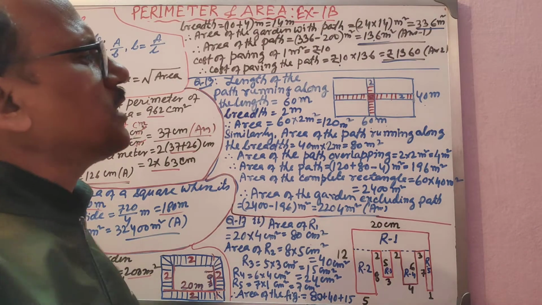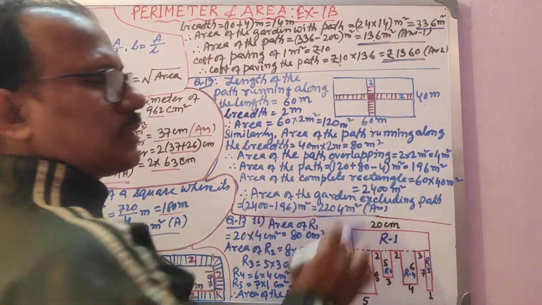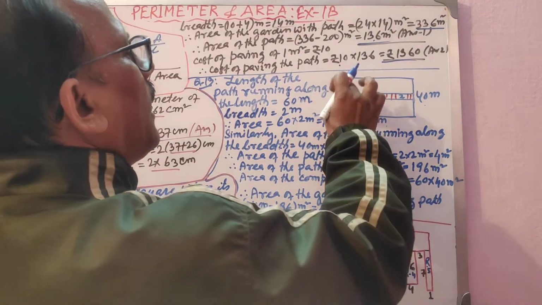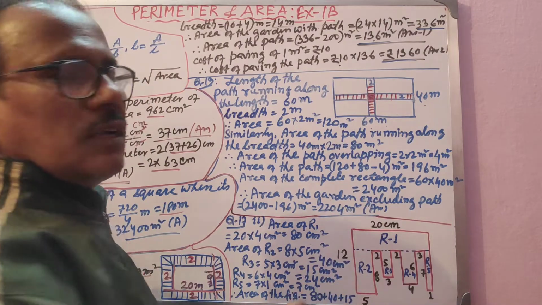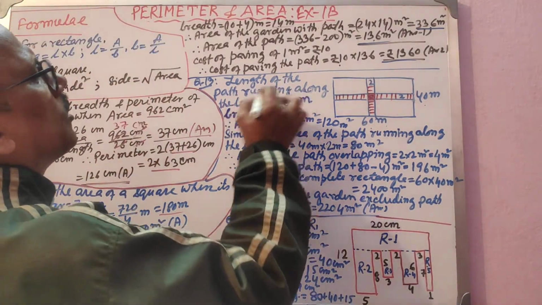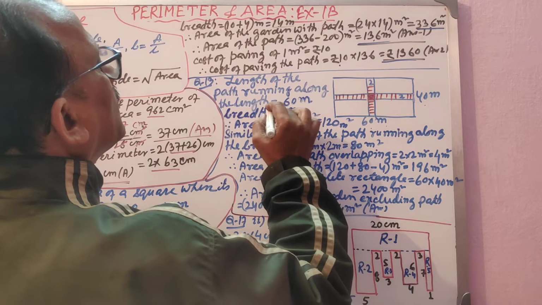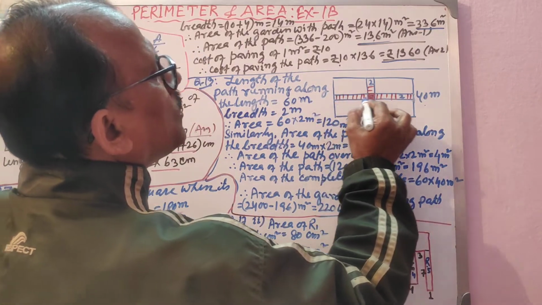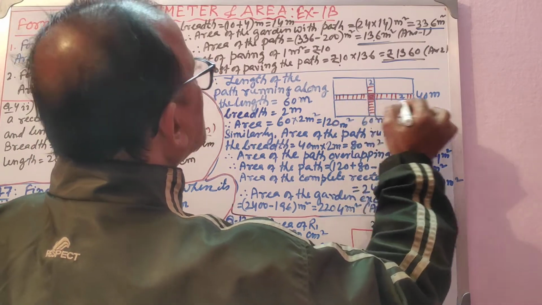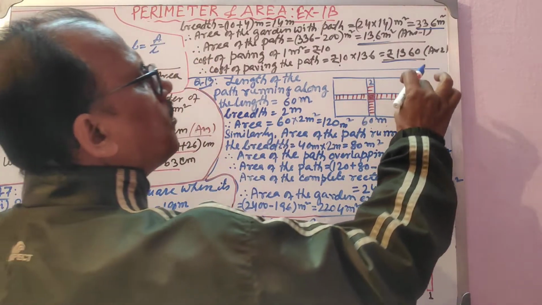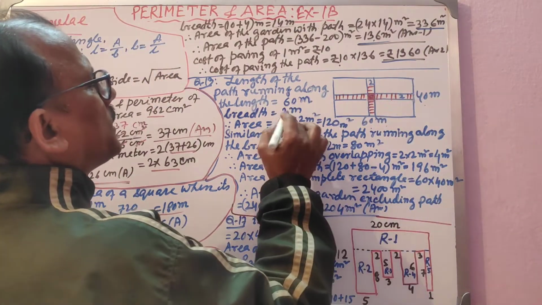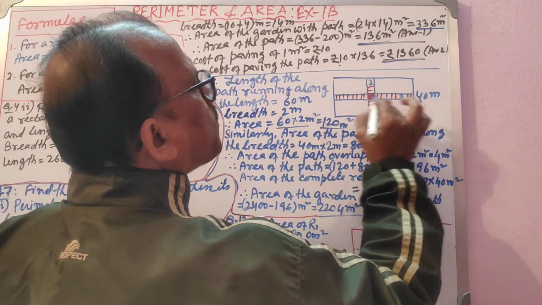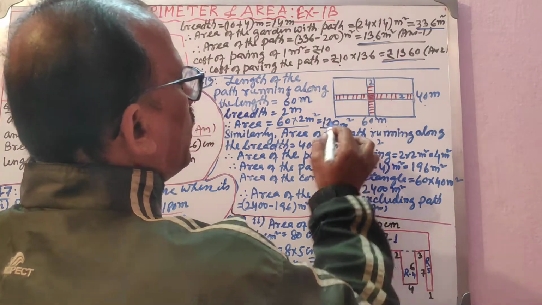So we have to find out first the area of the path. Then if you subtract it from the total area, you can find out all the portion excluding the path. So the length of the path running lengthwise will be what? This will be 60 meter. Breadth will be how much? Breadth will be 2 meter because it is 2 meter thick. So the area will be 60 into 2, 120. So the area of the lengthwise path will be 120 meters square.